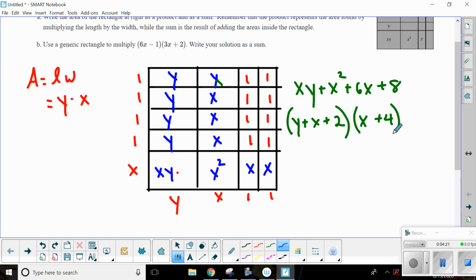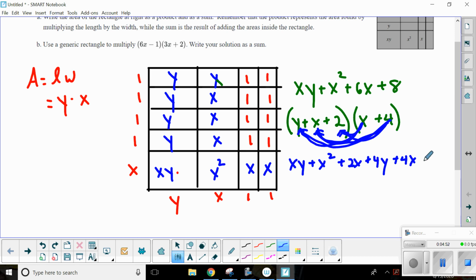And to show that to you, you use the traditional algebra method of distribution. So you'd have x times y is xy, x times x is x squared, x times 2 is 2x, and then I've got 4 times y is 4y, 4 times x is 4x, and 4 times 2 is 8. There are two terms here that you can combine like terms with. That's the 2x and the 4x.